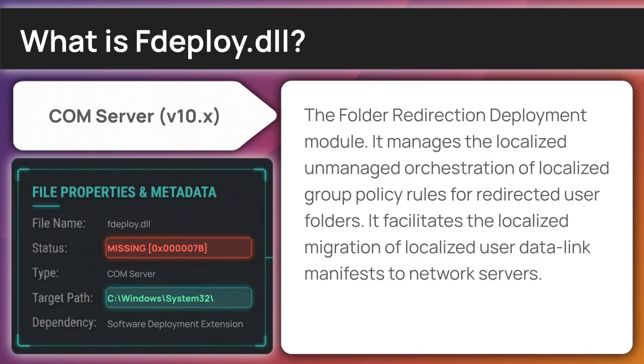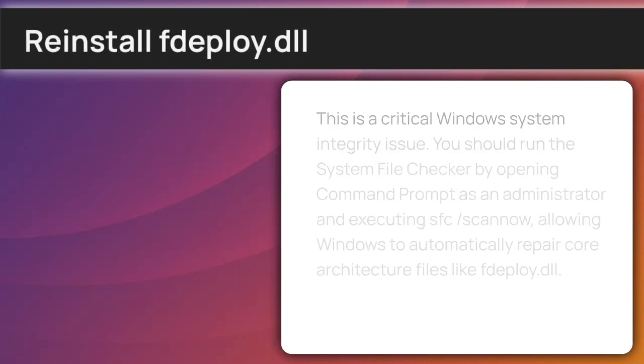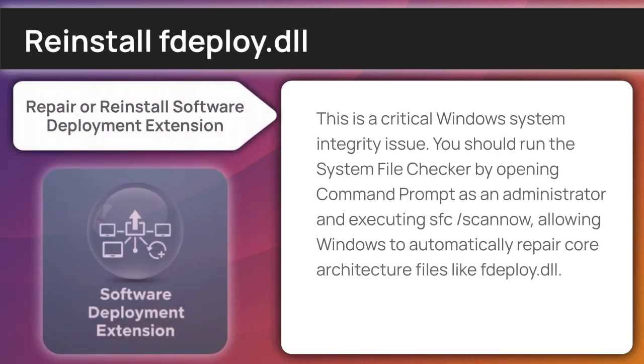Now that the background is clear, let's walk through the actual installation steps. This is a critical Windows system integrity issue. You should run the system file checker by opening Command Prompt as an administrator and executing sfc /scannow, allowing Windows to automatically repair core architecture files like Fdeploy Library DLL.